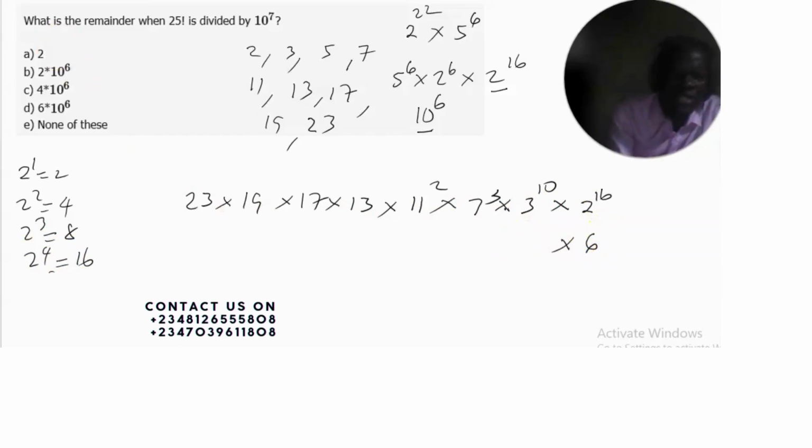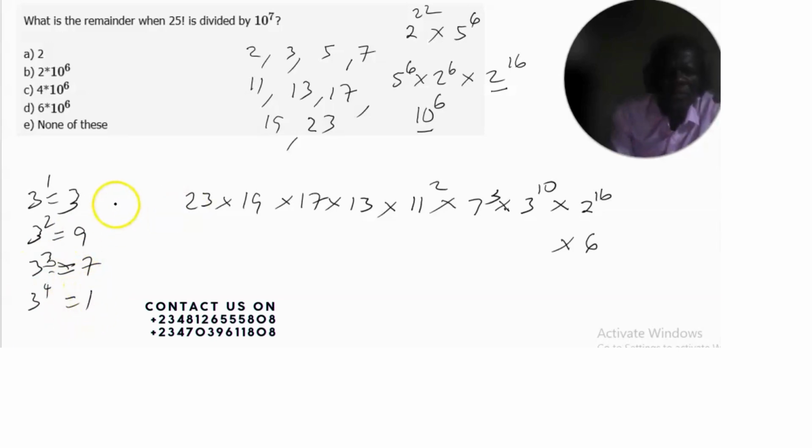So let's determine the unit digit of 3 raised to power 10. If you raise 3 to power 1, the unit digit is 3. 3 raised to power 2, unit digit is 9. 3 raised to power 3, unit digit is 3 times 9, which is 7. 3 raised to power 4, unit digit is 1. So it repeats after a cycle of 4. So 10 divided by 4 will leave us a remainder of 2. So the unit digit here is 9.